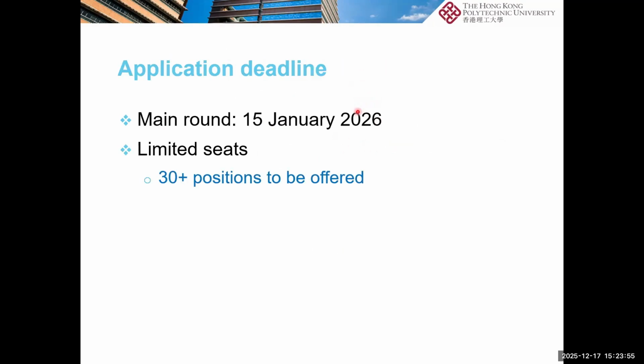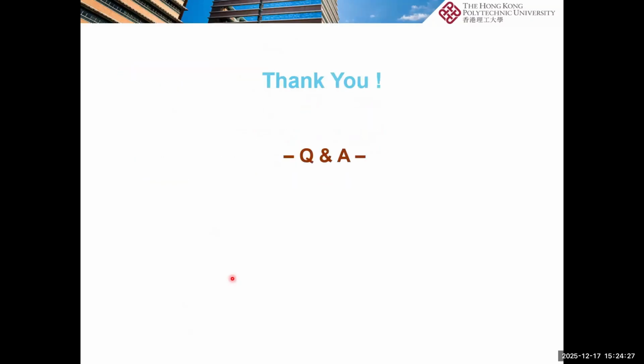Then it comes to the most important point for the presentation. The deadline for application is actually coming. It will be on 15th of January 2026, almost 1 month to go. Because our program has a limited quota, it is good if you can apply early, because once the quota is full, we will not consider any more applications. So I think that's all for the presentation.